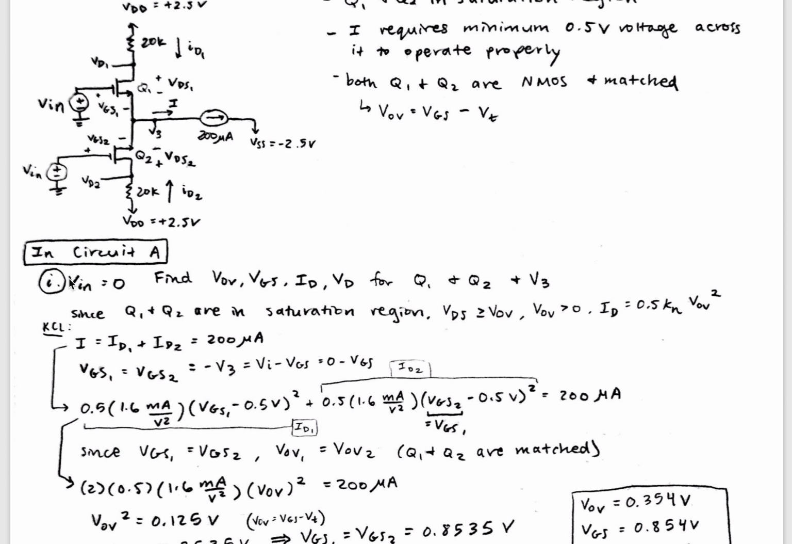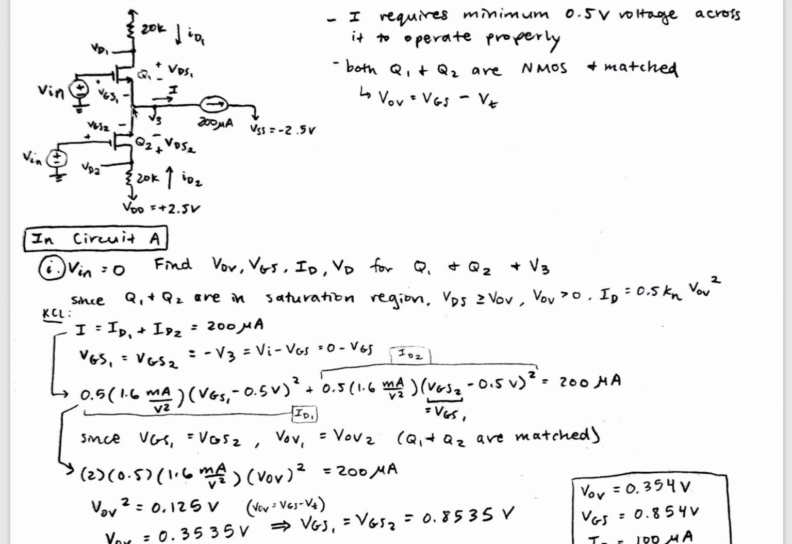And using that and the KCL at this node here, we see that I is equal to ID1 plus ID2, and we know that I is already equal to 200 microamps. We can also see from this node, looking at voltages, that VGS1 is equal to VGS2, and then also these two values are equal to negative V3. And we know this because of this equation here, Vn minus VGS equals negative V3, and Vn is 0. And so that's how we get these three values equal to each other.